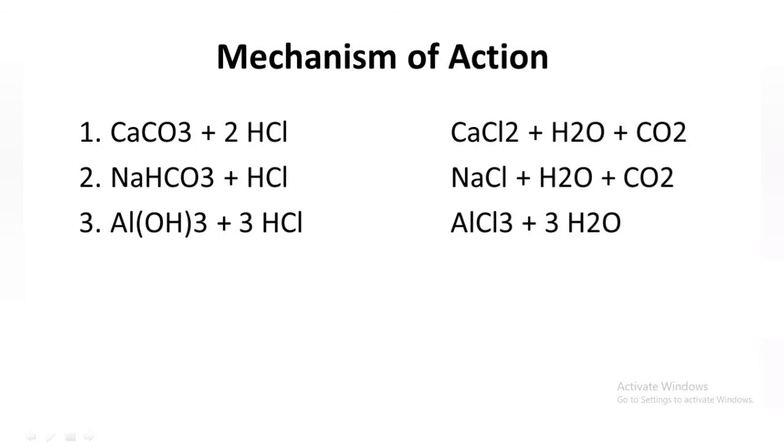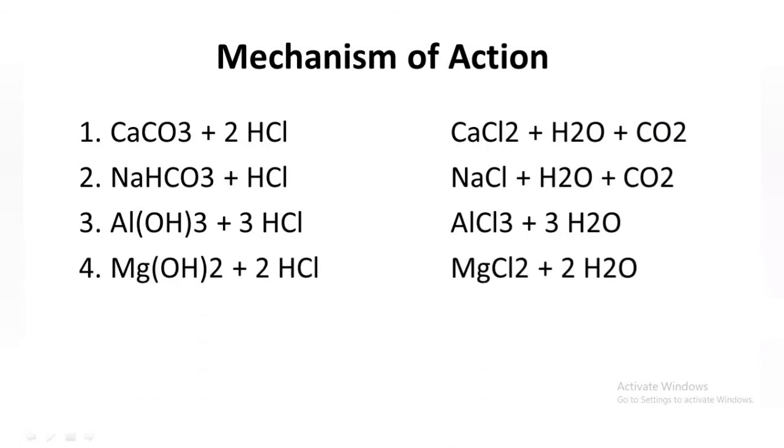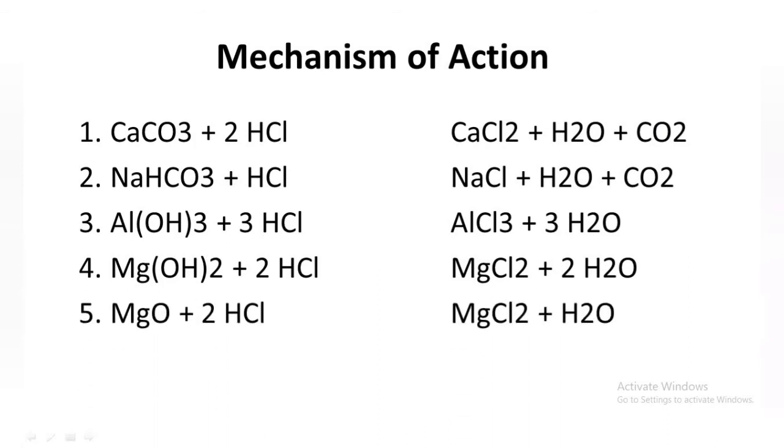Aluminum hydroxide reacts with hydrochloric acid to form aluminum chloride and water. Magnesium hydroxide reacts with hydrochloric acid to form magnesium chloride and water. Magnesium oxide reacts with hydrochloric acid to form magnesium chloride. As you can see, systemic antacid produces carbon dioxide, whereas non-systemic antacid does not produce any carbon dioxide. So non-systemic antacids are more preferred for treatment of hyperacidity or gastritis.